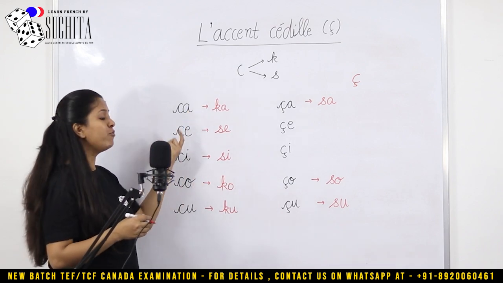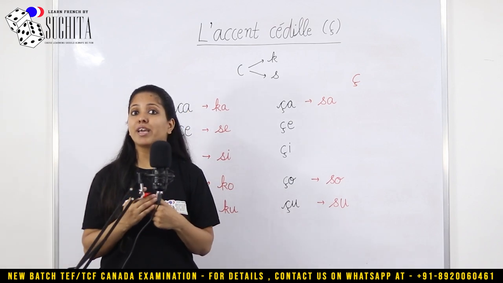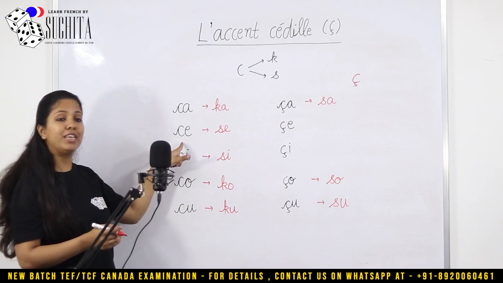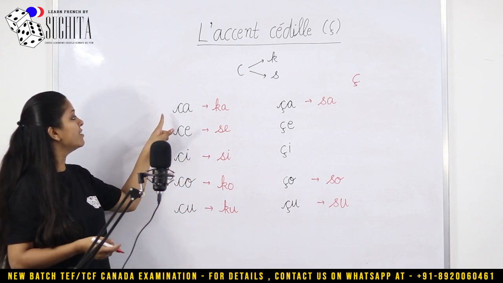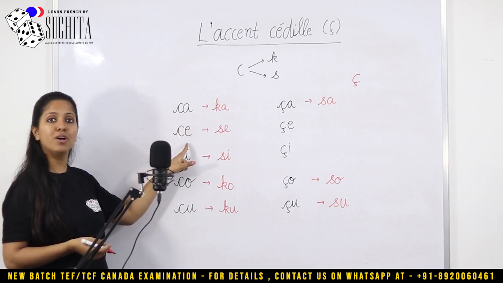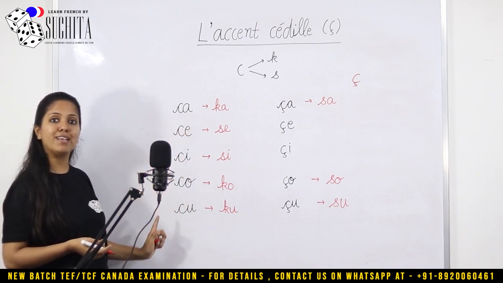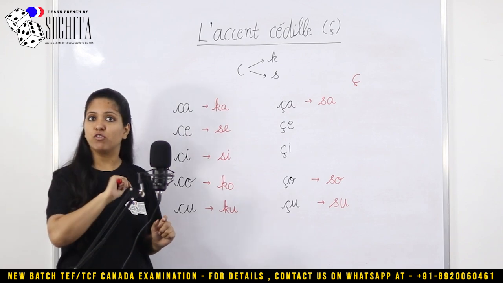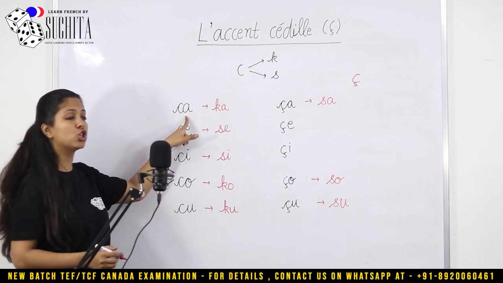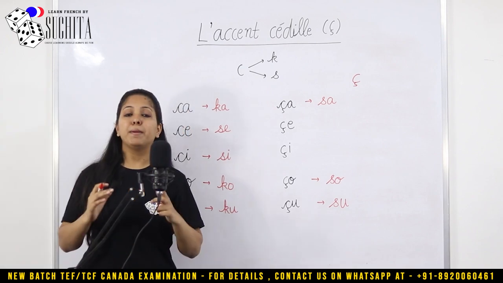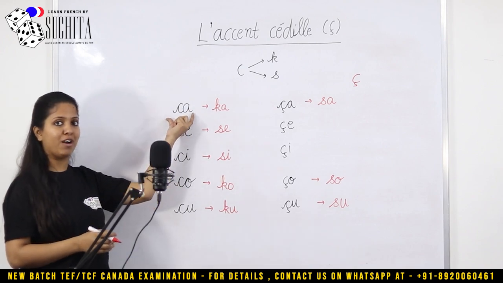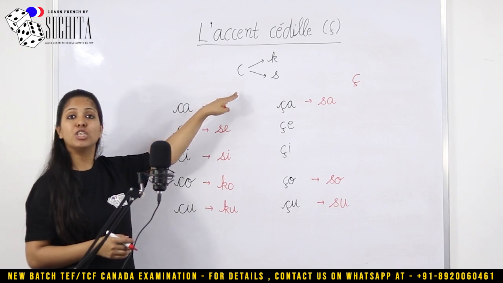Now, you can have 5 options. After C, you can have A, you can have E, you can have I, you can have O, or you can have U. Alors, c'est A, c'est E, c'est I, c'est O, et c'est U. So you have 5 options. Depending upon which vowel you have after C, the pronunciation changes.